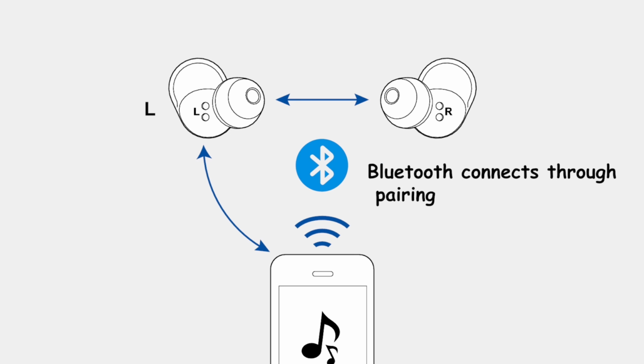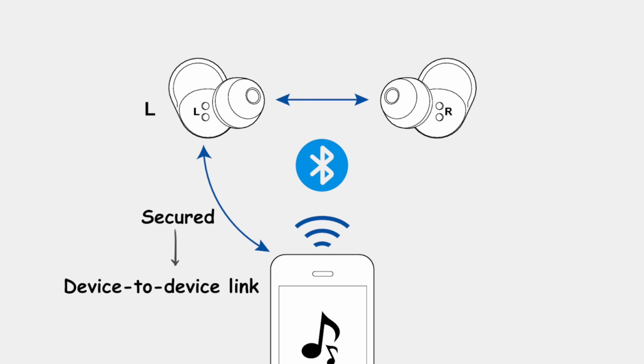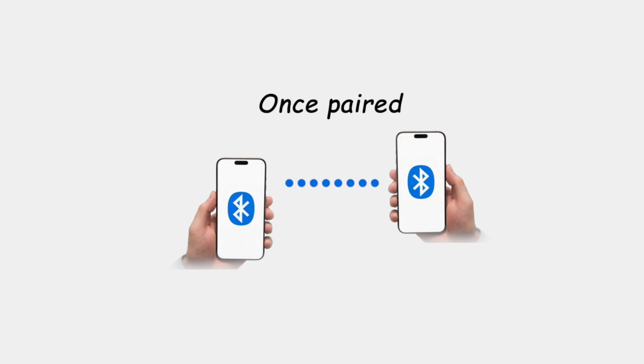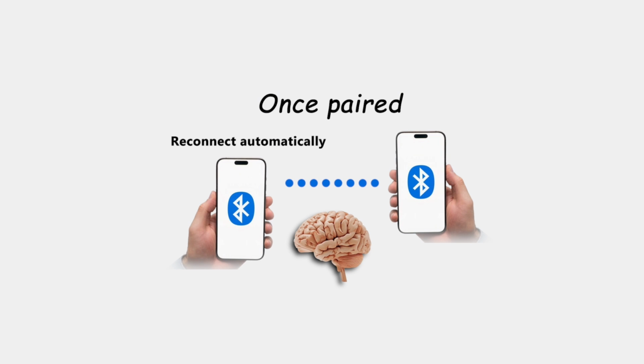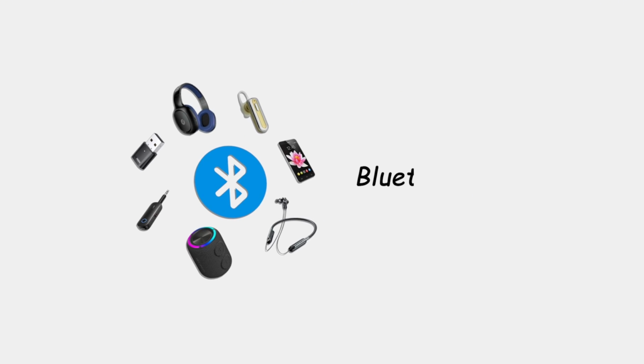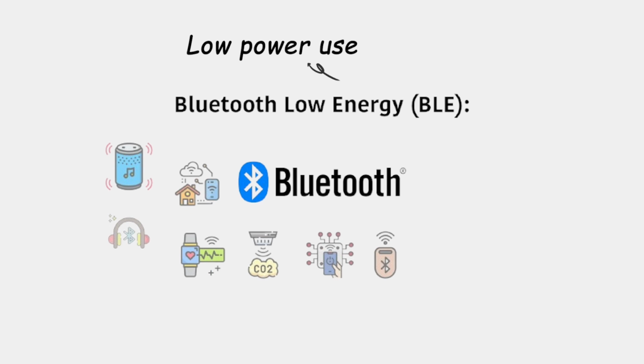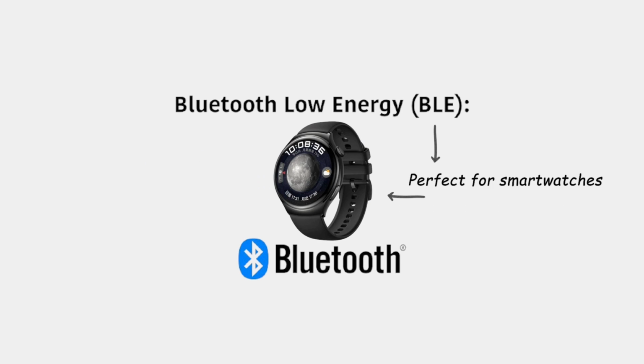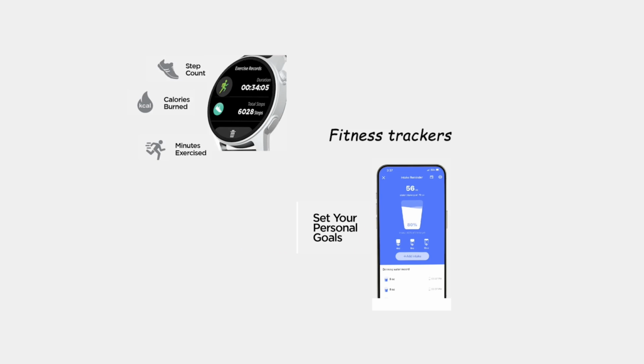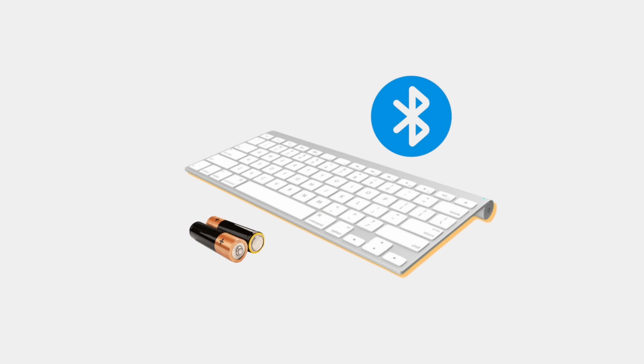Bluetooth uses a process called pairing, which creates a secure, one-to-one connection between two devices. Once paired, they remember each other and can reconnect automatically in the future. Most modern Bluetooth uses something called Bluetooth Low Energy, or BLE. BLE consumes much less power, making it ideal for smartwatches, fitness trackers, or wireless keyboards that run on small batteries.